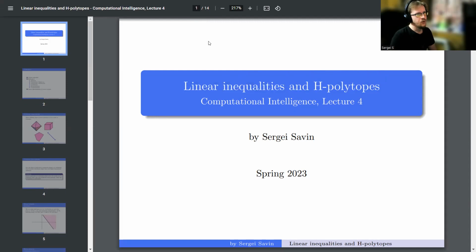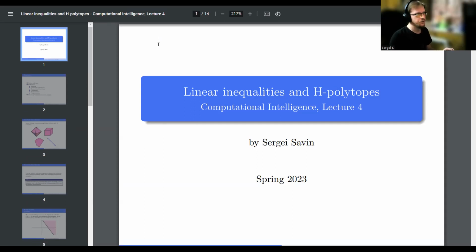And the big reason why we like H polytopes is because they will eventually be represented in this form, which we already saw. The form is Ax less than or equal to b. That is the form of an H polytope. This is a form that we saw in quadratic programming, and it will be seen in a lot of other contexts. So it's extremely useful.